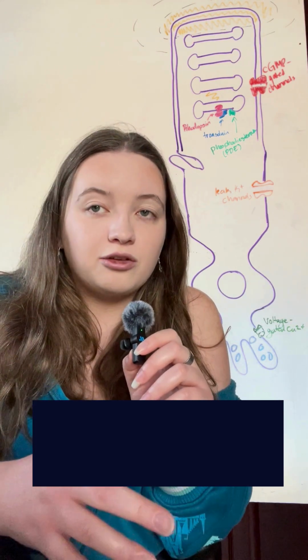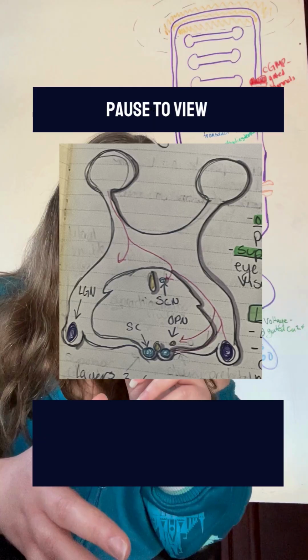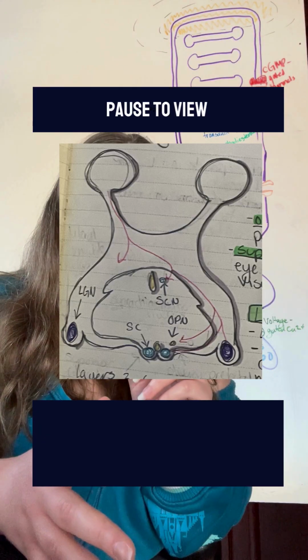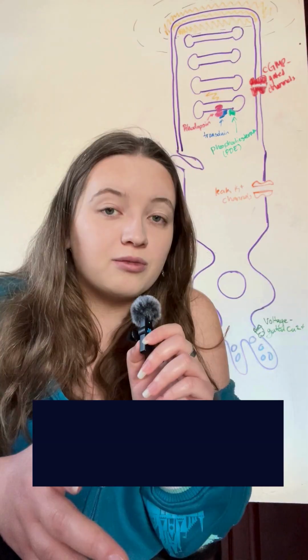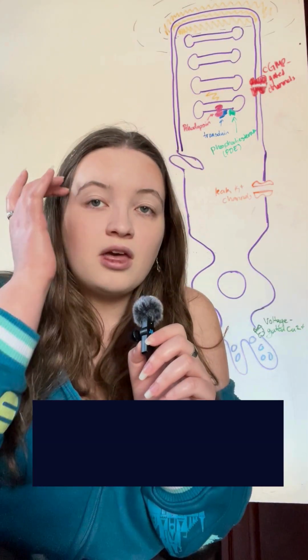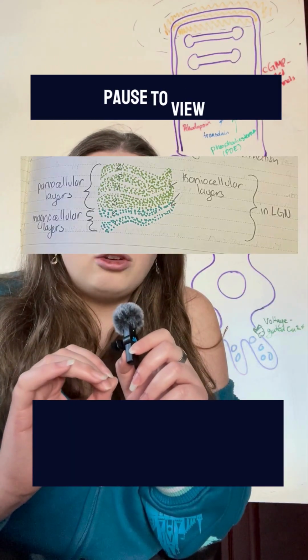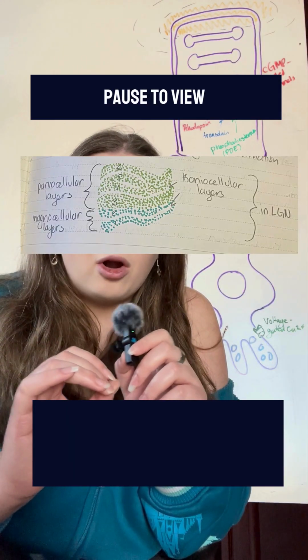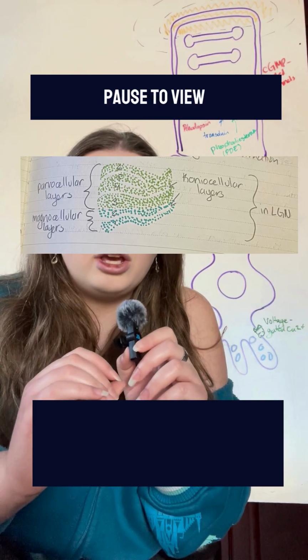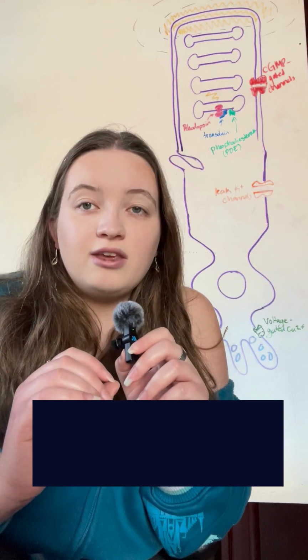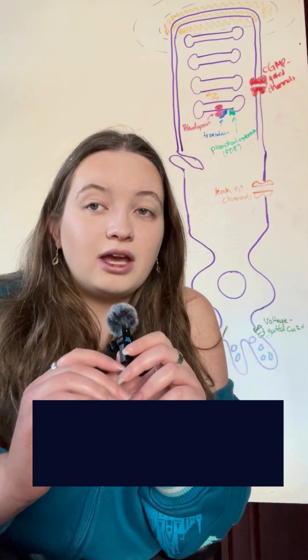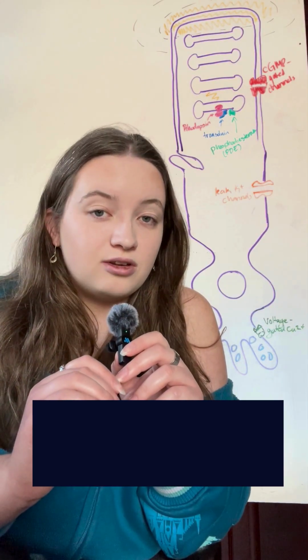Retinal ganglion cells will first synapse in the lateral geniculate nucleus in the thalamus, which you might remember is the relay station for much sensory information. The LGN is laminated. It's split into magnocellular layers, the parvocellular layers, and the koniocellular layers. These layers are made distinct by the retinal ganglion cells that are sending input to them.